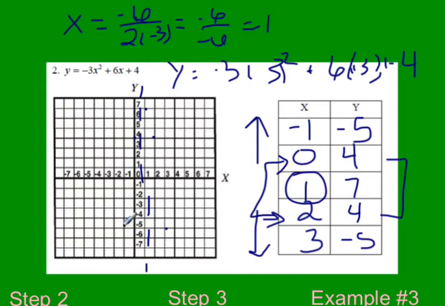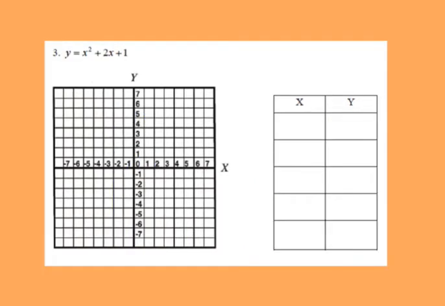So when you do all of that, you end up getting a U. That's how you know you did your graph right, if you have a nicely formed U. And I want the U to be opening down because my A is negative. Now let's take a look at number 3.